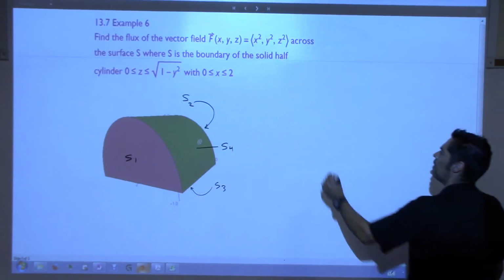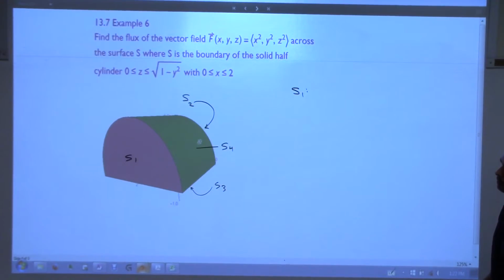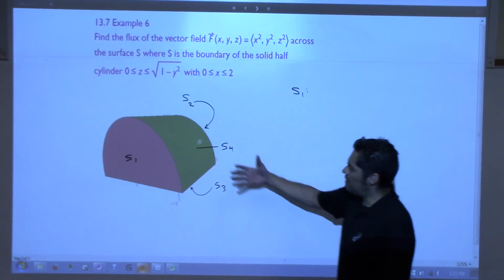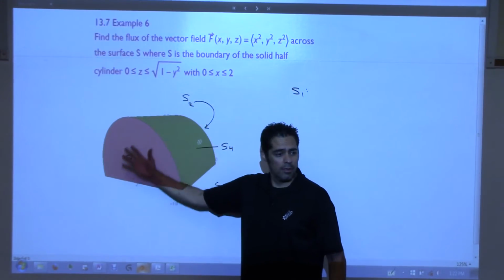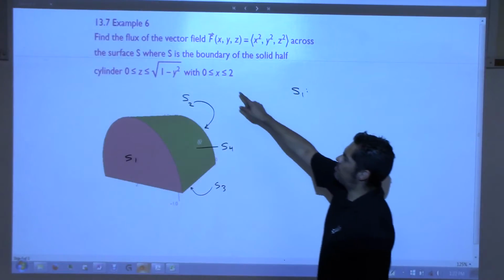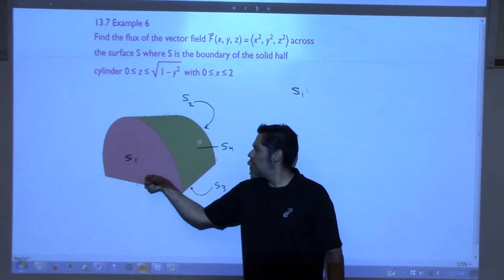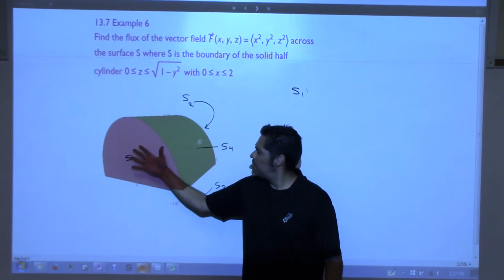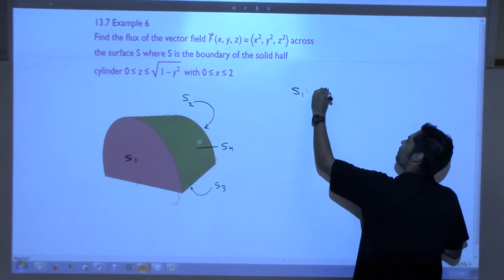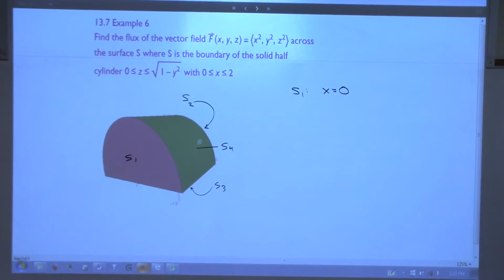All right, what can you tell me about S1? It's the face, it's on a plane, right? What's the plane that lives on? X is 2. X is 2, because our x values, x is coming out at us, okay, everyone? So x is 2 is this one. So if I'm going to try and find the flux through that surface, maybe I can do the same thing I just did in the previous example.